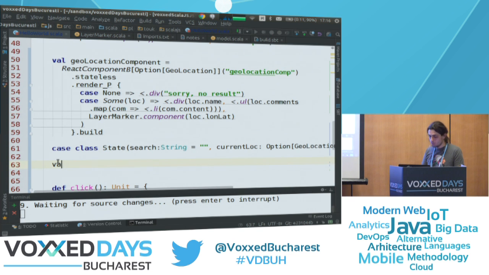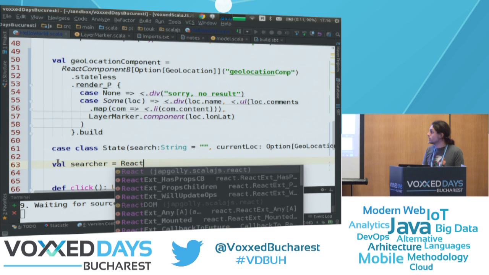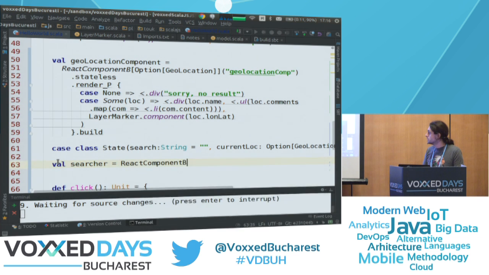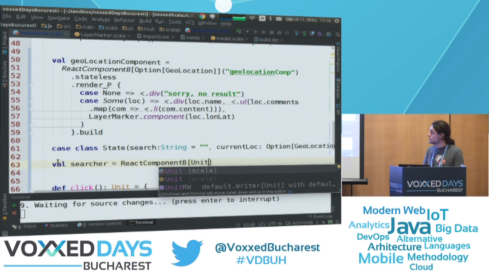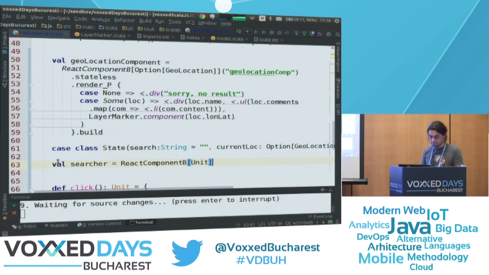And how will we call it? Probably Searcher. So again, we use our builder pattern component B. This time it will be self-contained, right? This will be our kind of top component. It won't get any props from outside, so its props will be units, right? And again, we'll give it a name like Searcher.